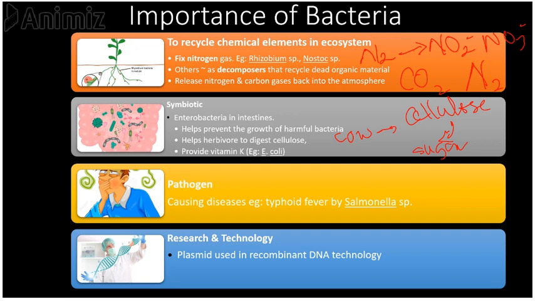And the last one, bacteria are also used in research and technology. For example, as you learned in the previous semester, we use bacteria in recombinant DNA technology to carry the human insulin gene so that the bacteria will produce insulin for us. So that's the example of the importance of bacteria in research and technology.